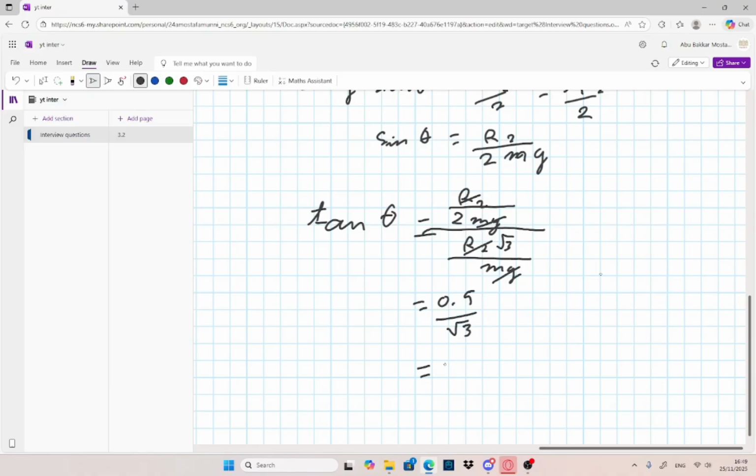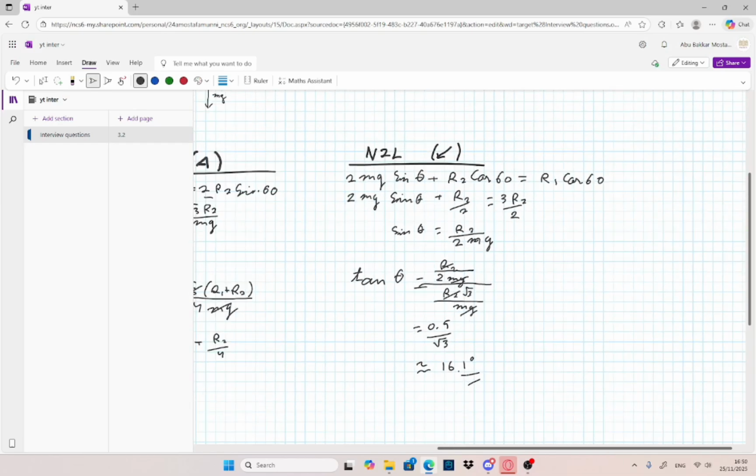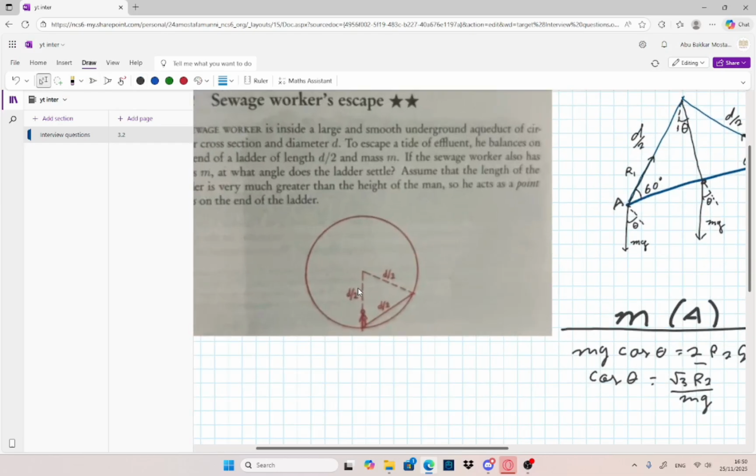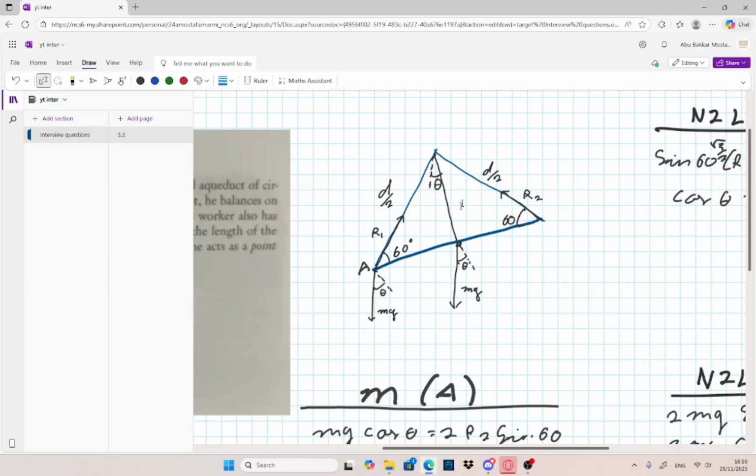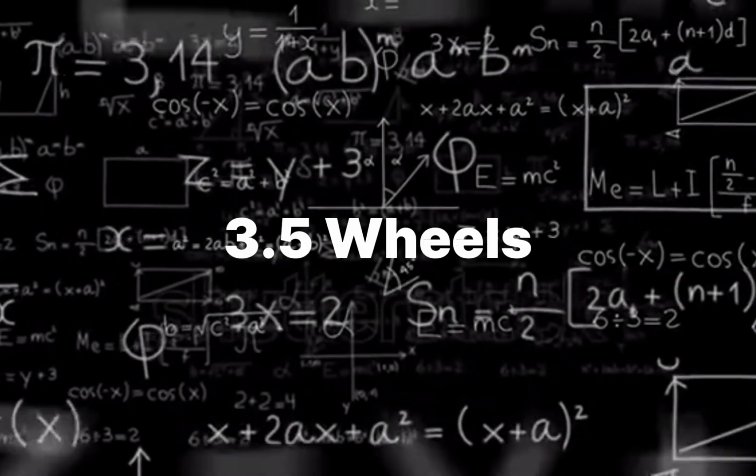When we put this in the calculator, we get approximately 16.1 degrees. And this is our final answer, which is a reasonable answer since it's a very small angle. We can tell that it's going to be very small from the diagram. So yeah, that's our final answer. This angle right here is 16.1. Y se acabó.